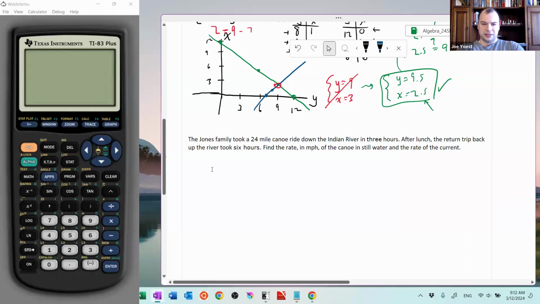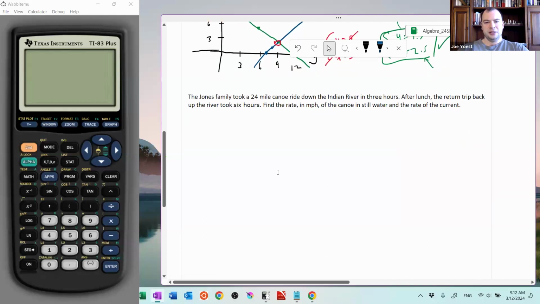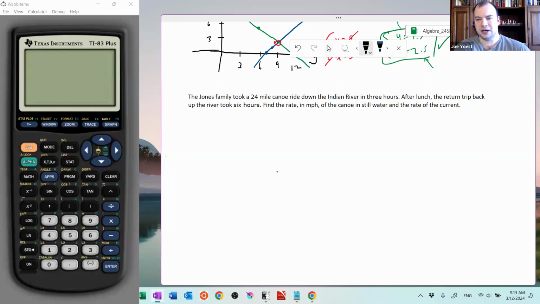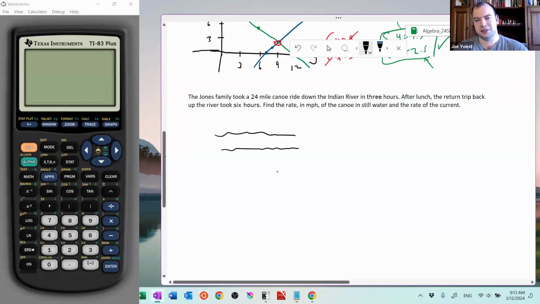Okay, so let's look at the next example. So the Jones family took a 24-mile canoe ride down the Indian River in 3 hours. After lunch, the return trip back up the river took 6 hours. Find the rate in miles per hour of the canoe in still water and the rate of the current. So let's draw a picture. Sometimes it can be useful to draw a picture.